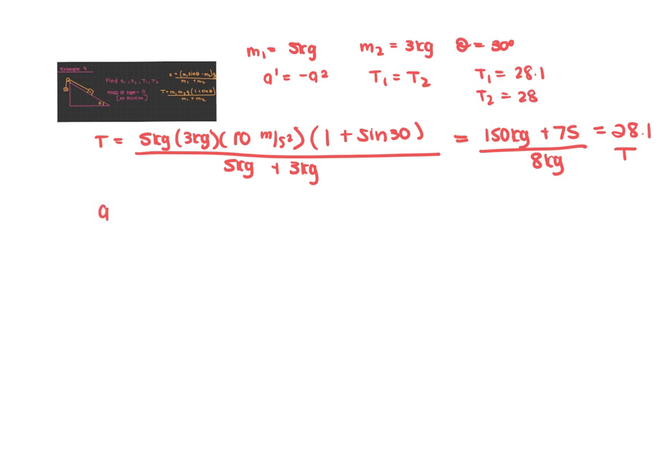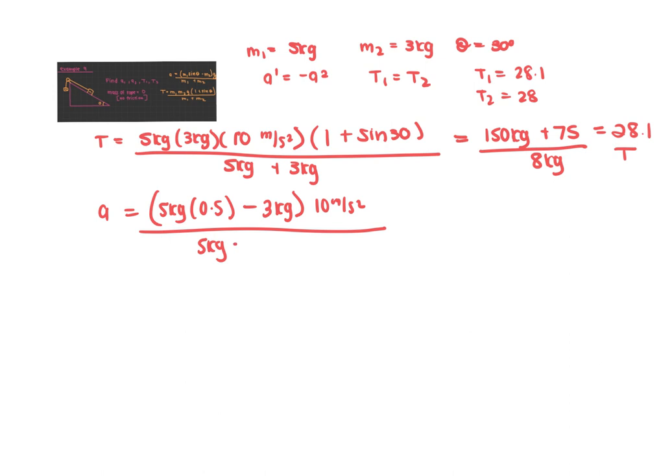Now, going to A, we're also going to plug in our numbers. 5 kilograms times sine of 30, which we know is 0.5, minus 3 kilograms, and this is all inside parentheses, times 10 meters per second squared, over 5 kilograms plus 3 kilograms, which we know is 2.5 minus 3, which is negative 0.5.